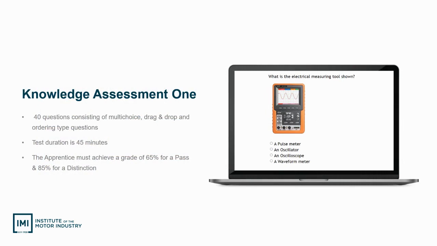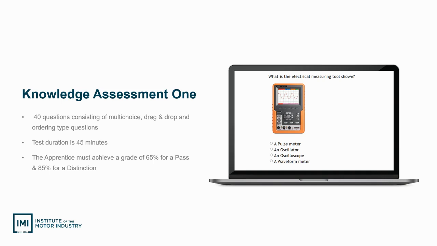The first assessment type we will cover is the online knowledge assessments. Knowledge assessments are split into two separate assessments, Knowledge Test 1 and Knowledge Test 2. Knowledge tests are conducted either at the apprentice's training provider, where the assessments are scheduled and invigilated by the training provider, or remotely accessed and invigilated by an IMI-provided proctor.